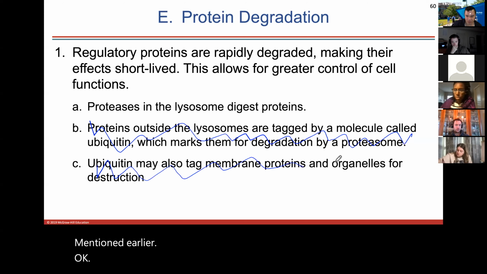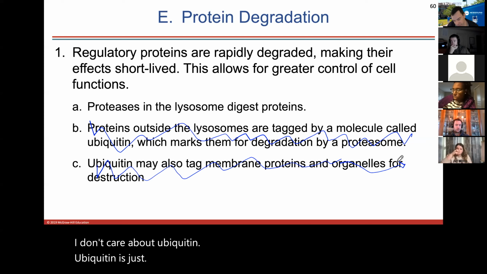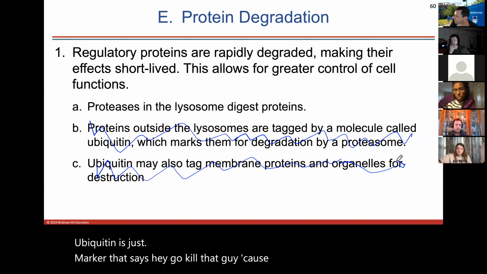I don't care about ubiquitin. Ubiquitin is just a marker that says, hey, go kill that guy because I want to use his stuff.